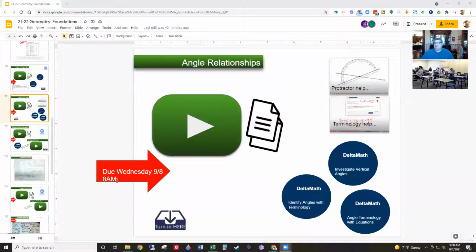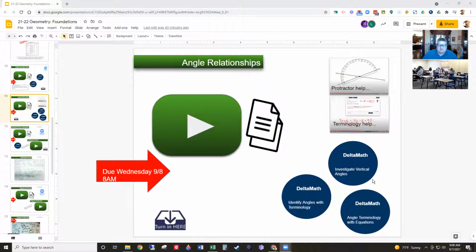So start the recording, because today we are talking about angle relationships. So here we go. All right, I assume you can see the slideshow at this point. Yeah? Good.